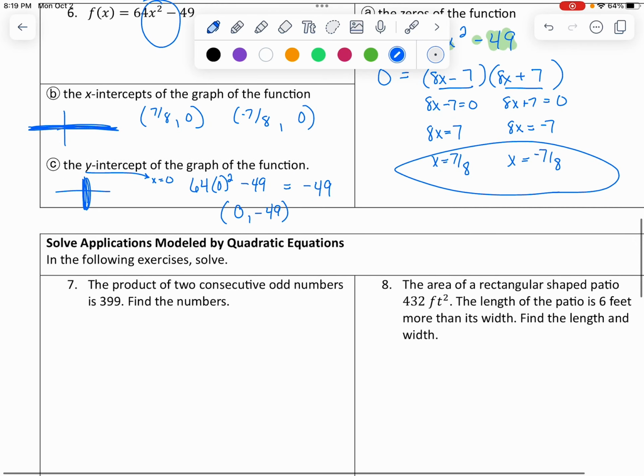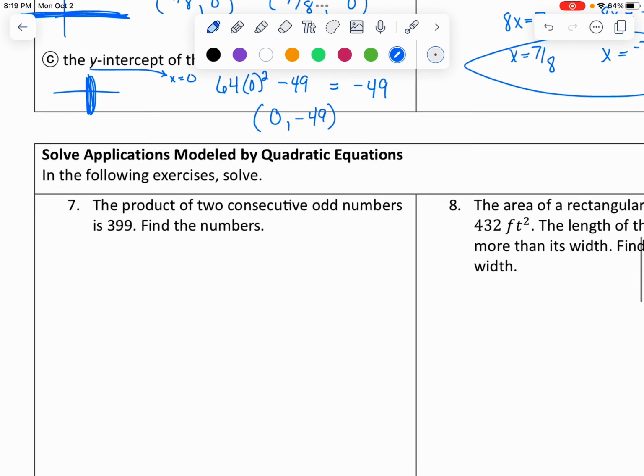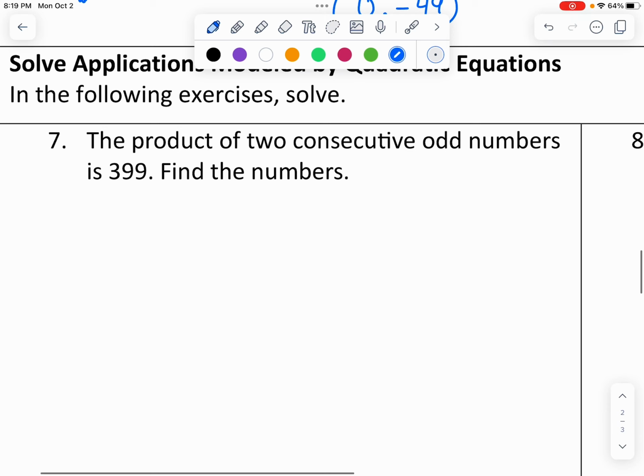All right, solving application problems. I personally think I could solve these and not show them the whole factoring steps. I'm begging them not to quit on me though here, so I'm not sure. Begging, don't quit. The product of two consecutive odd numbers is 399. Find the number. So, can you tell me what do we call the first unknown?